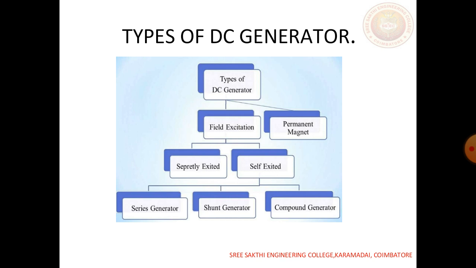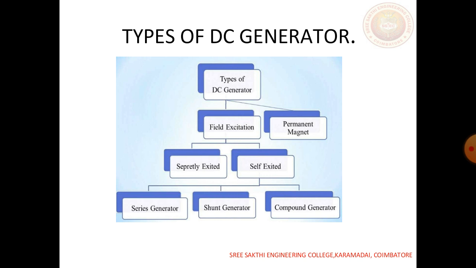Next, we will see the types of DC generator. You have two different types of DC generators. One is field excitation and the other is permanent magnet. The field excitation is again differentiated into separately excited and self-excited. And this self-excited is again separated into series generator, shunt generator and compound generator. Field excitation is nothing but you have to excite using an external source. The DC generator should be excited using an outer source. Permanent magnet is nothing but it doesn't need any excitation, it excites itself.